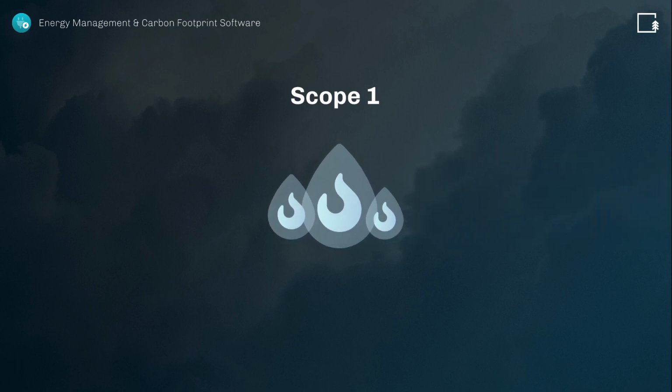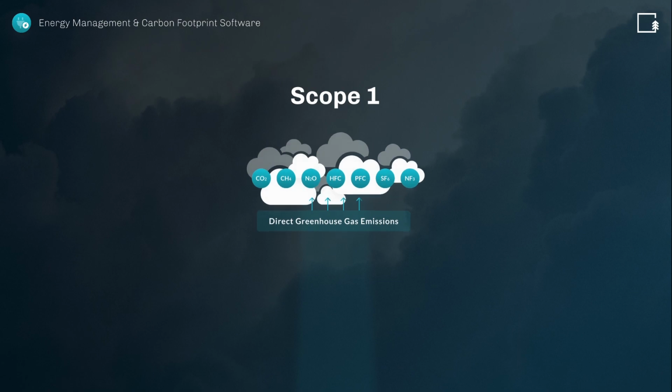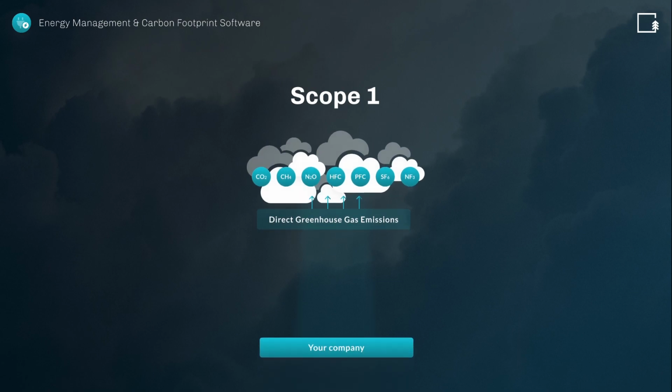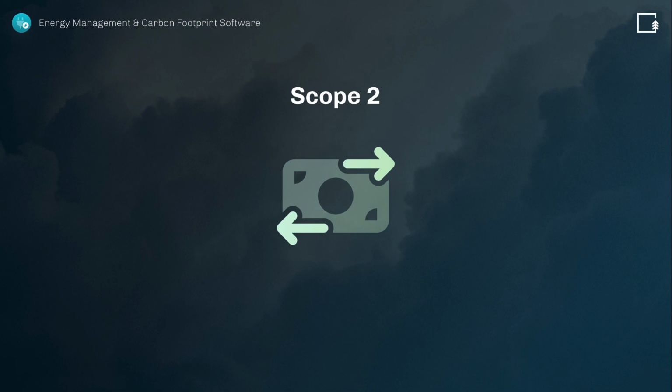Think of these emissions as those burned, because in Scope 1 emissions, we include all fuels that you burn directly. This includes direct greenhouse gas emissions from sources produced or controlled by your company. For example, emissions from company vehicles, such as cars and trucks, or those released during industrial processes, such as emissions from factories or chemicals.